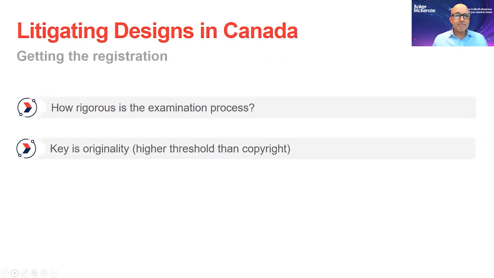Next slide. Getting the registration is easy, probably easier than in the US and similar to what it is in other countries. It's not rigorous, and often the only assessment that takes place during the application process is as against other registered designs. So the examiner will look at what's applied for, what's claimed, and then do what in our experience is a pretty limited search against prior art to see whether or not the design should be registered. It gets harder in litigation, and I'll come to that.